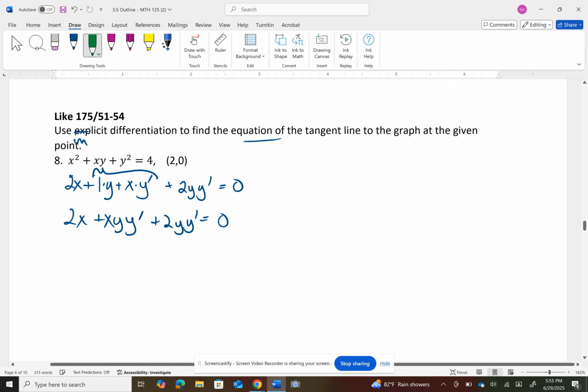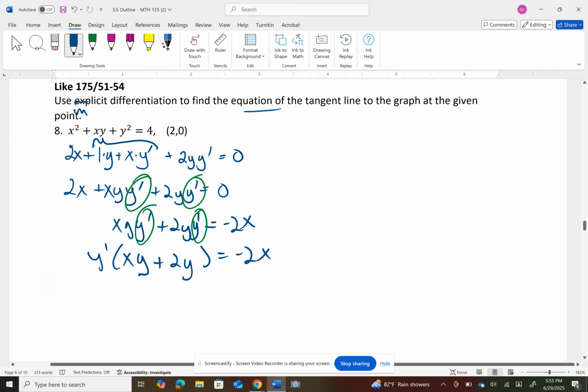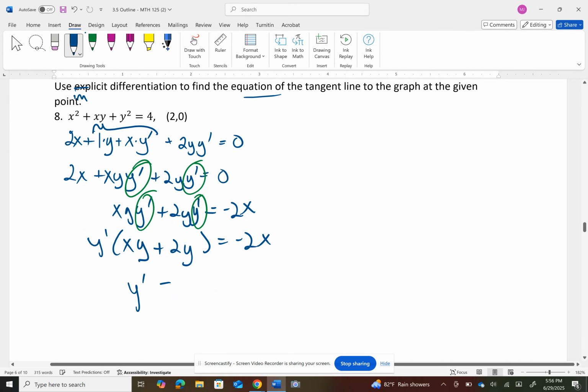Okay. Look for the y primes you got. Keep them where they are. But move the 2x to the right, so subtract it. Then factor that y prime out, which means you have an xy plus 2y left. And once you divide by that xy plus 2y, you'll have negative 2x over xy plus 2y. Okay.